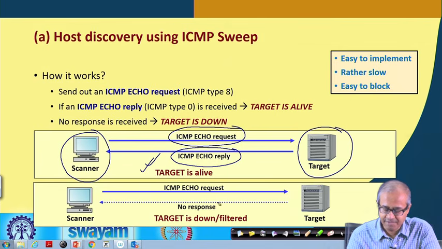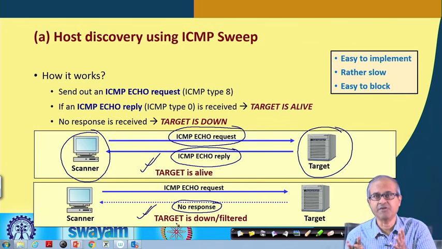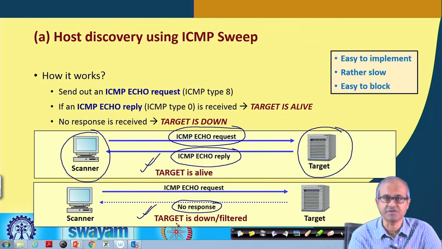But if you find that there is no response from the other side, then you conclude that the target is either down or there is a firewall or a router which is filtering your requests. There are firewalls which can filter this kind of ICMP echo request packets. So, it is either down or it is filtered.